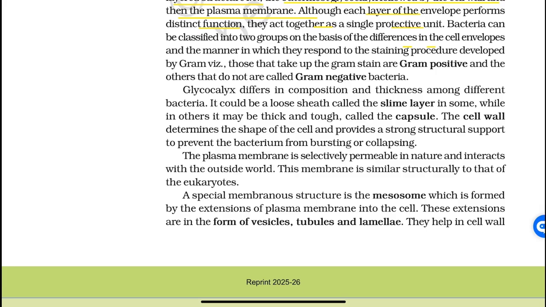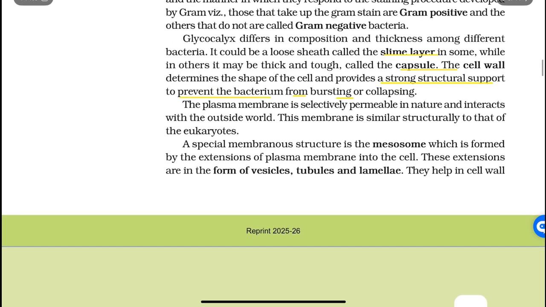Glycocalyx differs in composition and thickness among different bacteria. It could be a loose sheath called a slime layer. In some it may be thick and tough, called a capsule. The cell wall determines the shape of the cell and provides a strong structural support to prevent the bacterium from bursting or collapsing. The plasma membrane is selectively permeable in nature and interacts with the outside world.